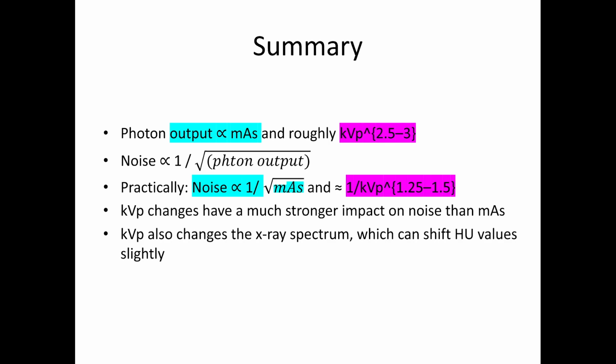kVp also changes the X-ray spectrum, which can shift HU values slightly. Both parameters improve image quality, but kVp has the bigger impact on noise. And that's the basic picture of how mAs and kVp influence CT noise.